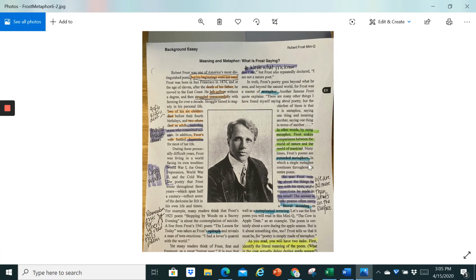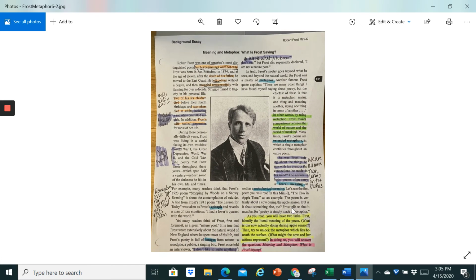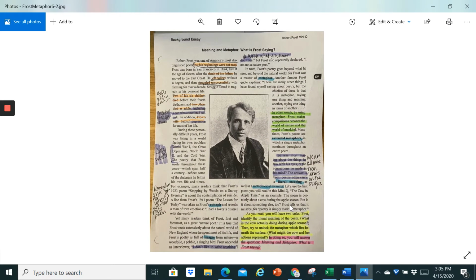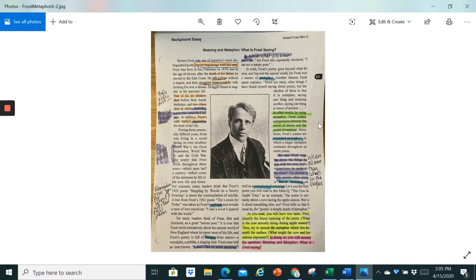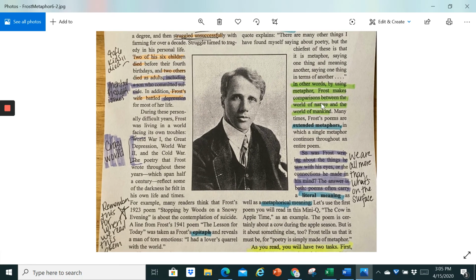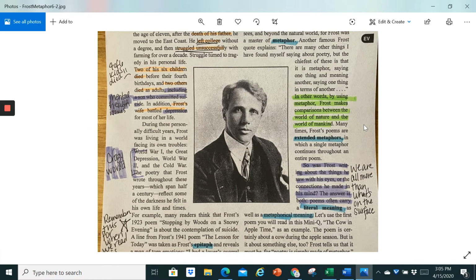The interesting thing with these articles that they assign students to read is that somewhere in that article will be a sentence where it comes out and tells you a straight up summary of what it is they want you to get out of the piece that you're reading. And what I have highlighted in green is that straight up summary. In other words, by using metaphor, Frost makes comparisons between the world of nature and the world of mankind.